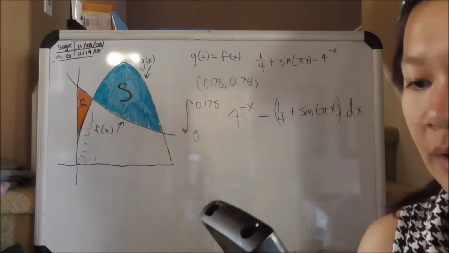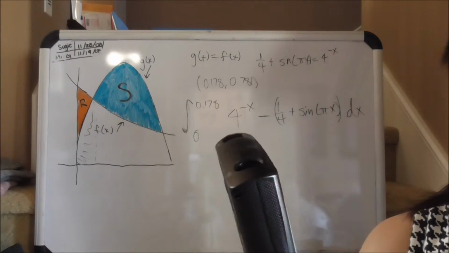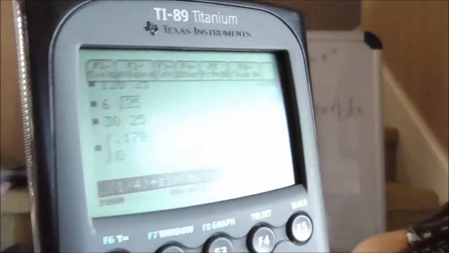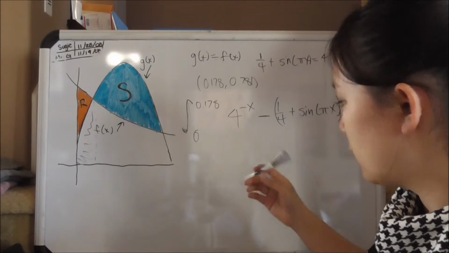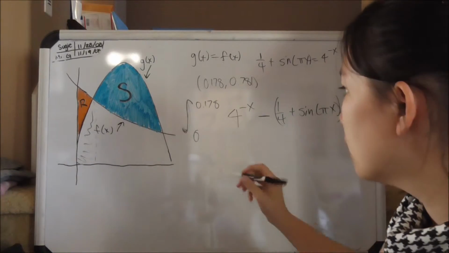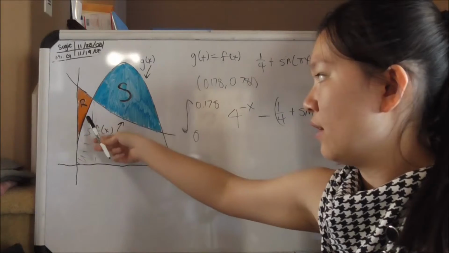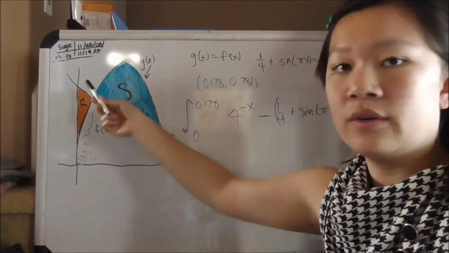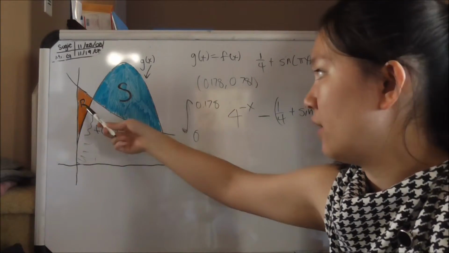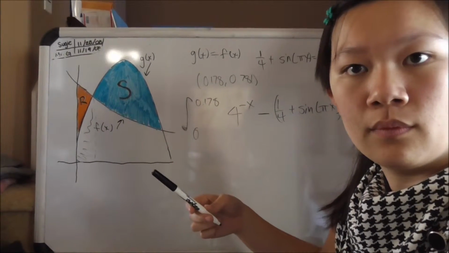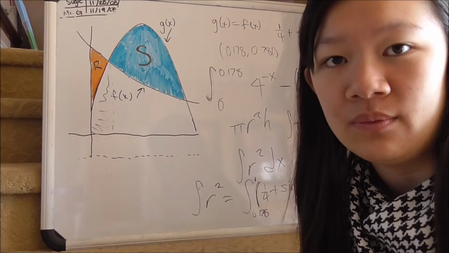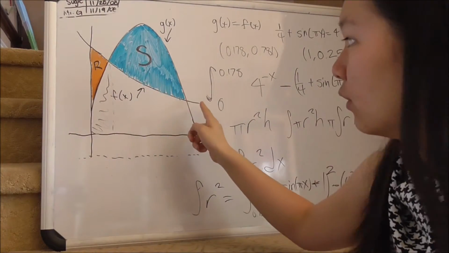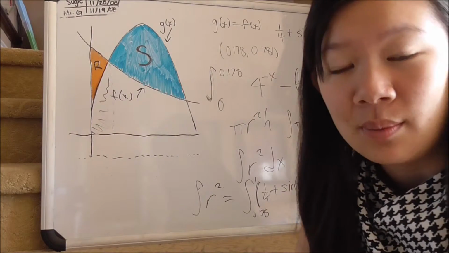Hit enter, wait a little bit, and you will get 0.0647, which is going to be your area underneath this curve minus the area underneath this curve, or the area of your R function, or the area of R. So part A and part B look pretty similar except for the range at which you take the integral and in which equation's on top.